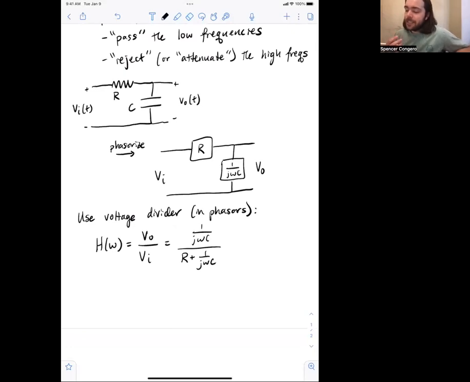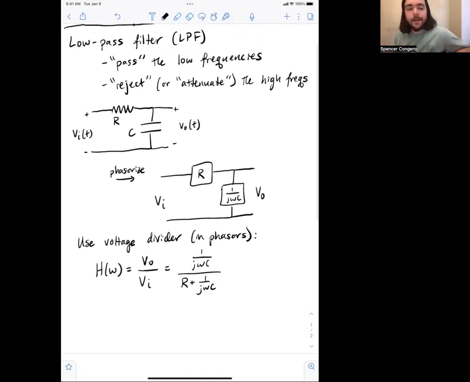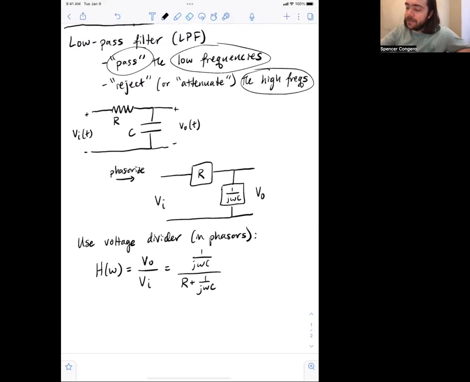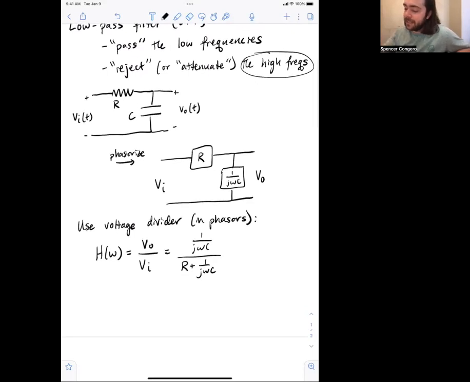That's already it. But what we want to understand is how this frequency response is really affecting the magnitudes in particular of the inputs and outputs to the circuit, because we want to see, are the magnitudes of the low frequencies kind of let through, and are the magnitudes of the high frequencies kind of rejected or attenuated? So we want to look at the magnitude of H of omega. And this is not in the best form for us to understand that.